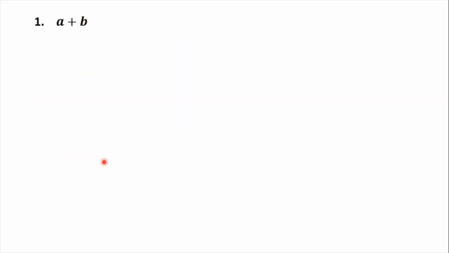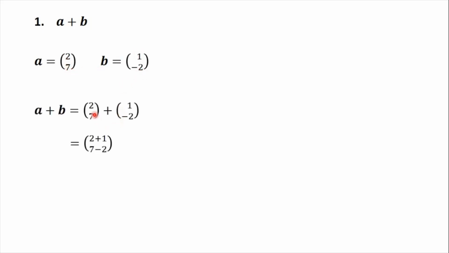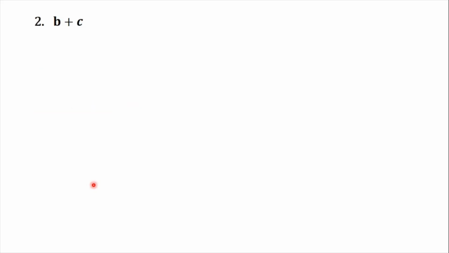Let's pick the first one, which is A plus B. We know that A is (2, 7), B is (1, -2). So A plus B will give us 2 plus 1, then 7 plus -2. We know from algebra that 7 plus -2 is the same as 7 minus 2. So 2 plus 1 is 3, 7 minus 2 is 5. So A plus B will give us (3, 5). It's very simple.